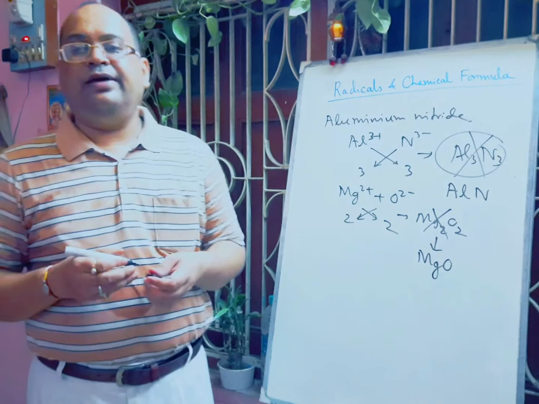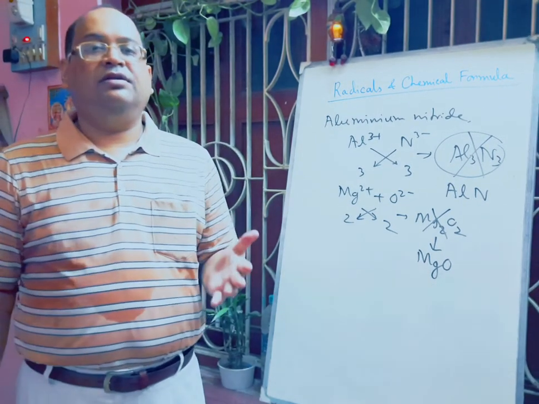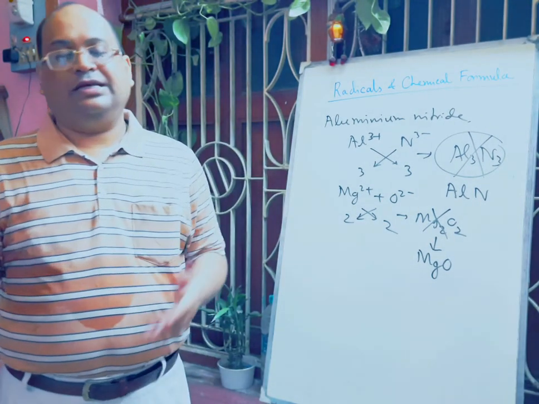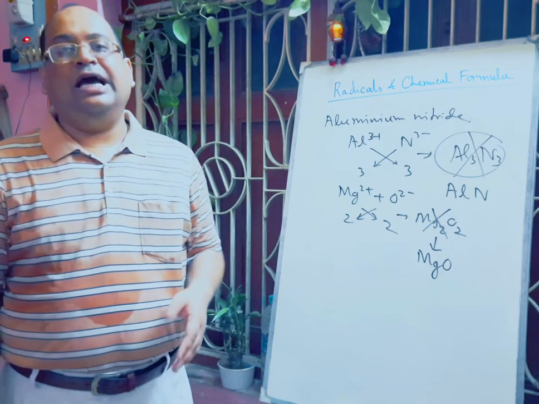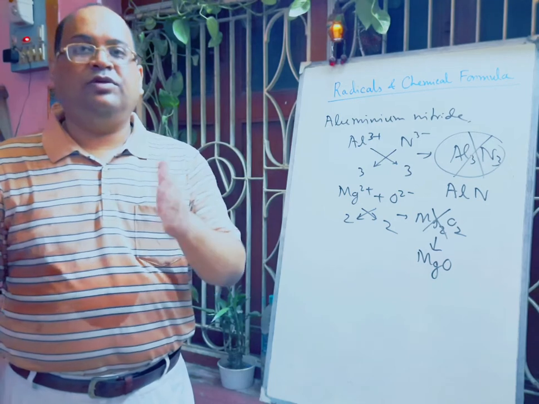In the same way, if you want to write the formula of ferric sulfate, iron is in the 3+ state and sulfate is 2-. So the valency of iron in ferric is 3 and the valency of sulfate is 2. So its formula will be Fe2(SO4)3.